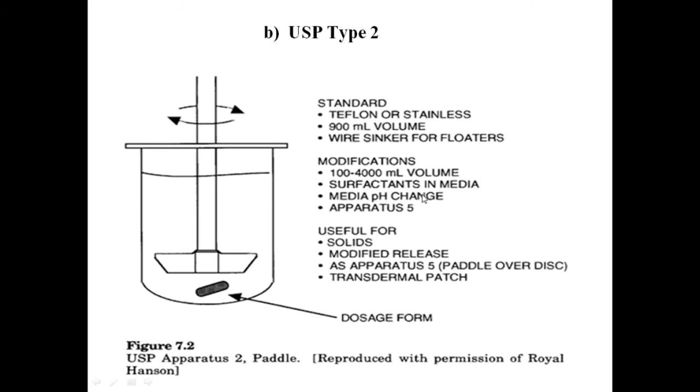Surfactant in media, pH change. Apparatus 5 is useful for solid modified release dosage forms: paddle over disk as apparatus 5, and this is a transdermal patch.